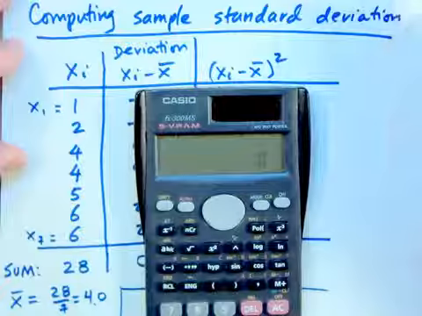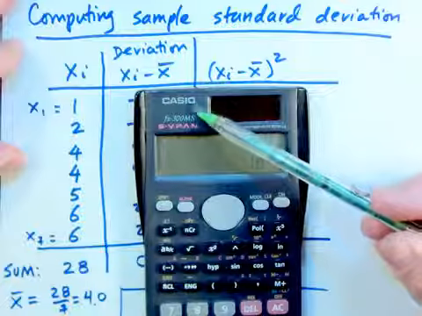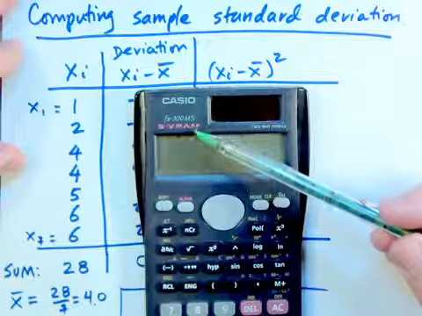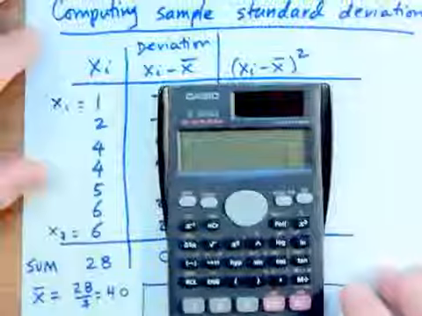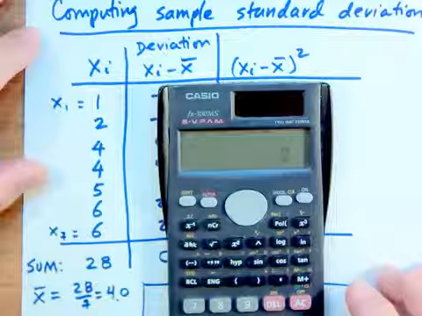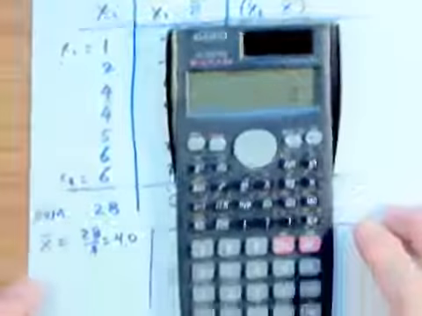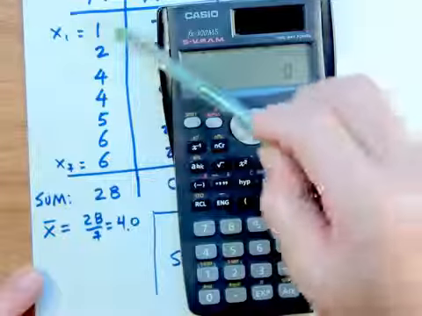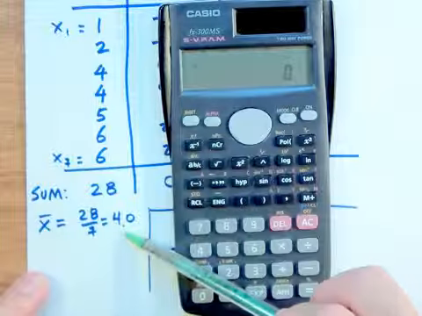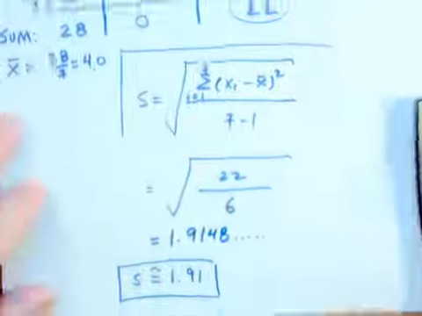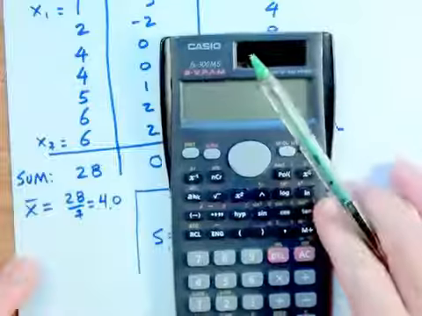Okay, in this video I'm going to show you how to compute a sample standard deviation using this CASIO FX300MS model. The data I'm going to be using is identical to what I used in one of my previous videos on manual computation of standard deviation. Here is our data set: 1, 2, 4, 5, 6, 6, 7, seven data points. We got our sample mean to be 4.0 and a sample standard deviation of about 1.91. So let's see how we can get the same result using this calculator.